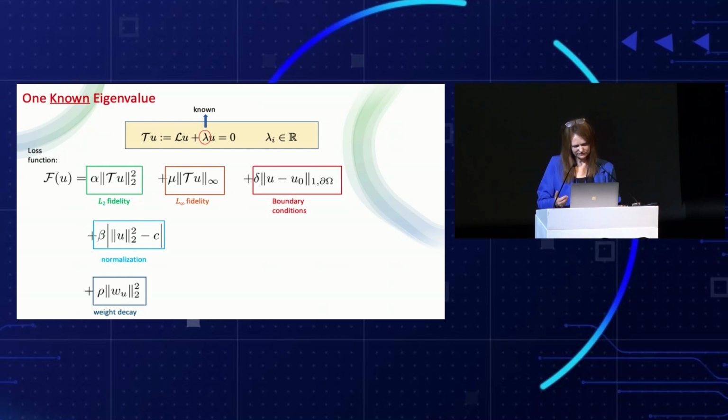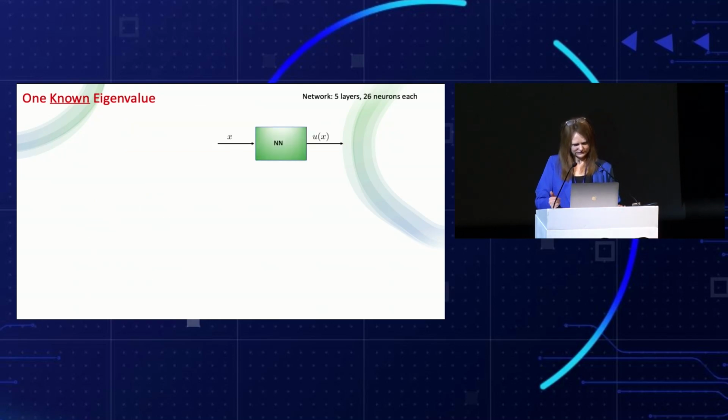It runs very fast for 1D and 2D, like a few minutes. And here we can see the results. So we have a very simple neural network. The input is X, the output is U of X. We have only 5 layers. Each layer has 26 neurons. And here we can see an example.